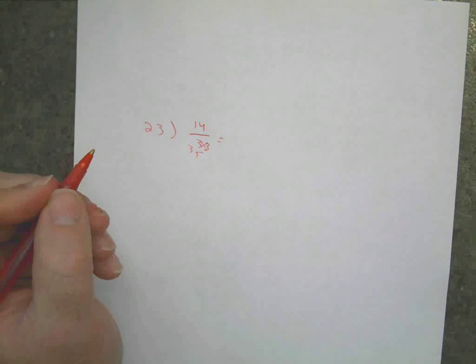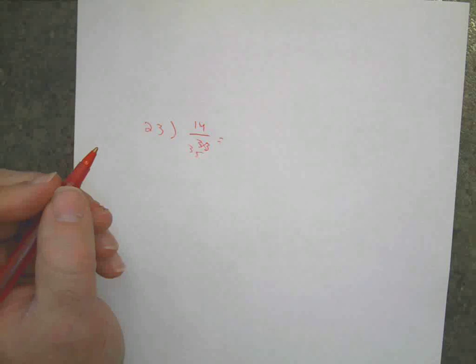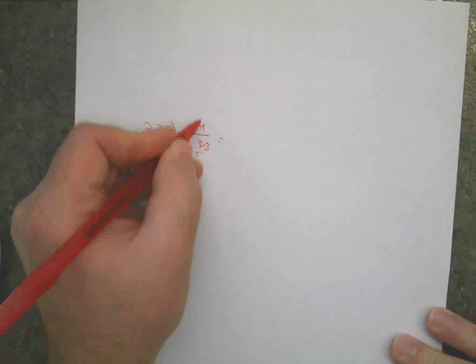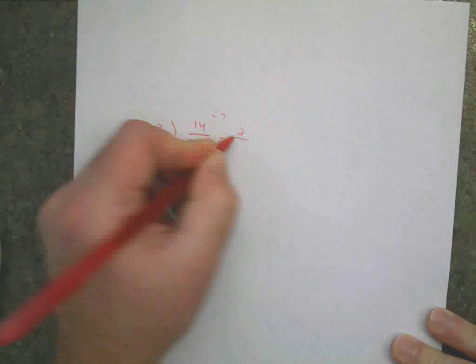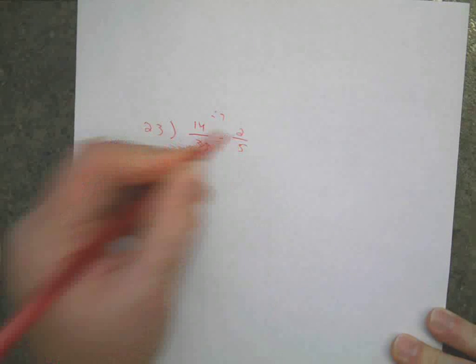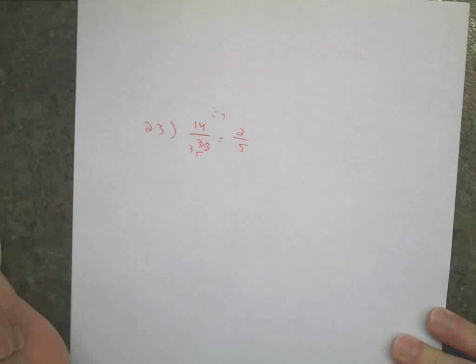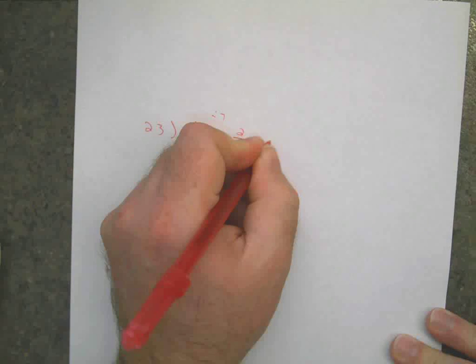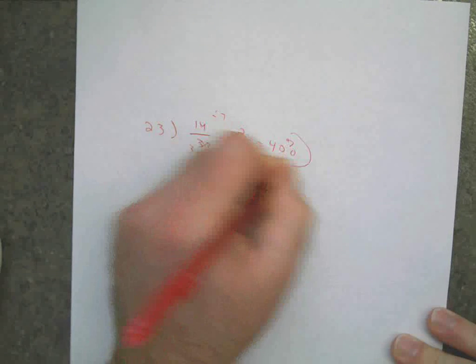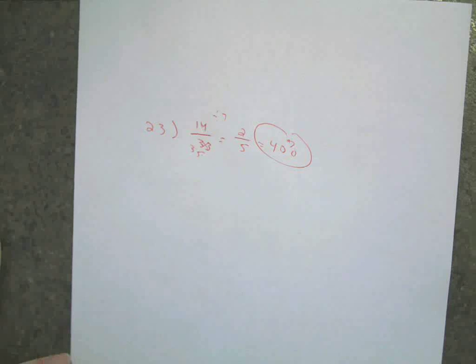Estimating, when I get compatible numbers, they want numbers that work conveniently with each other. 14 divided by 7 is 2. 35 divided by 7 is 5. 2/5 by definition is 40%. Now, an estimate though, you could have a range of answers.